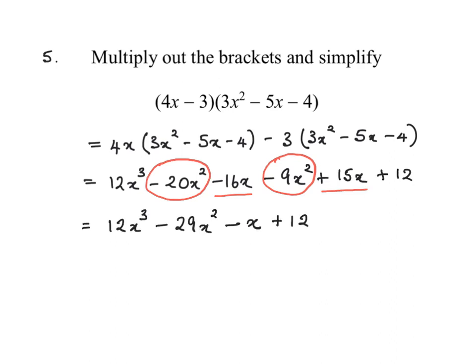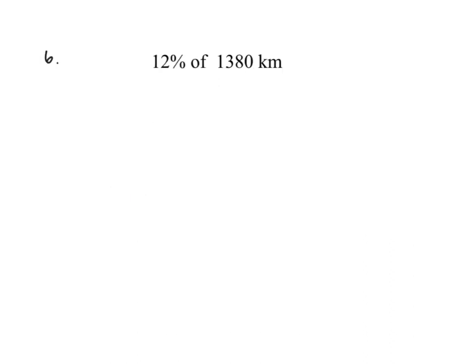This is a percentage question. We want to work out 12% of 1380, but we cannot use a calculator. First thing to do, I think, is to work out 10%. That's nice and easy. So we divide the number by 10, or we cross off a 0, so that's 138.